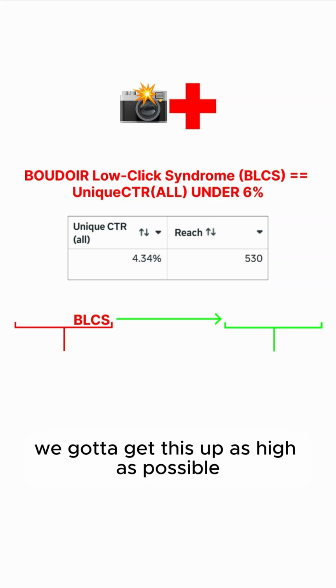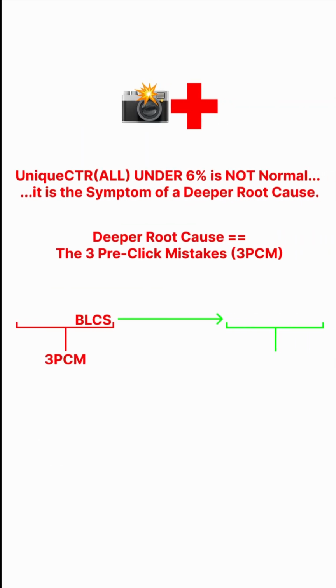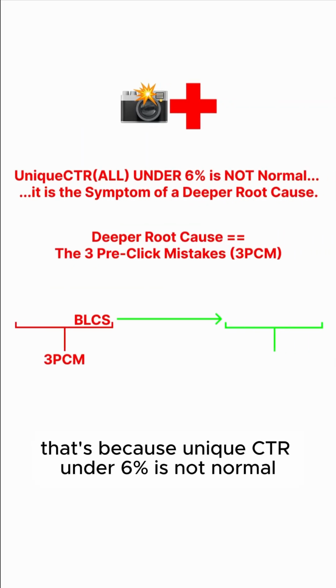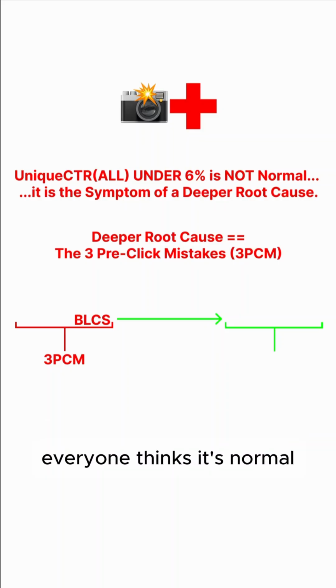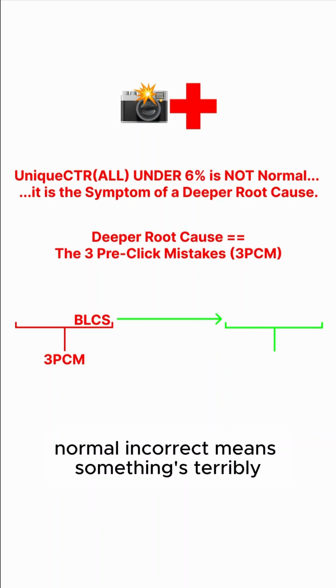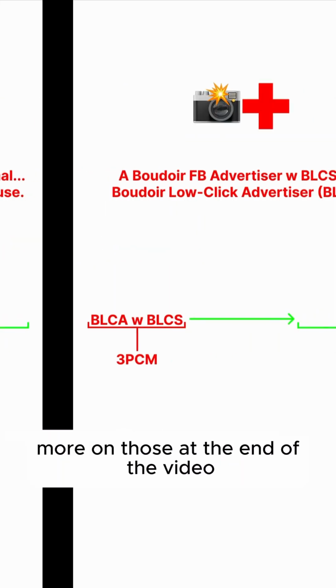We got to get this up as high as possible. 6% is the floor. That's the minimum. And if we're under 6%, we got a massive problem. That's because unique CTR under 6% is not normal. It's a symptom of a deeper root cause. Extremely common. Everyone thinks it's normal. Everyone says, oh, it's normal. Incorrect. Means something's terribly, terribly broken. And that deeper root cause is the 3 pre-click mistakes. More on those at the end of the video.